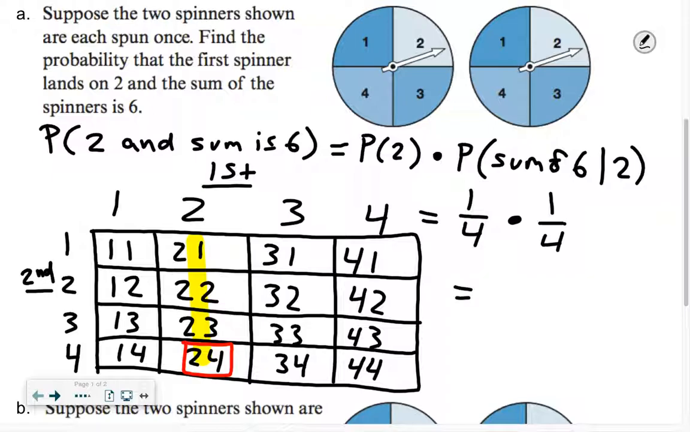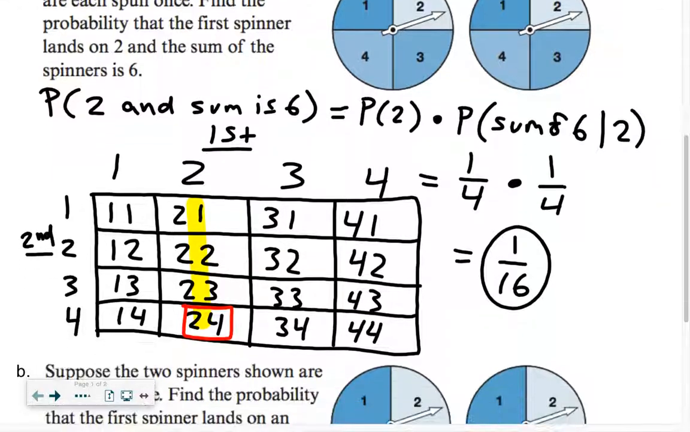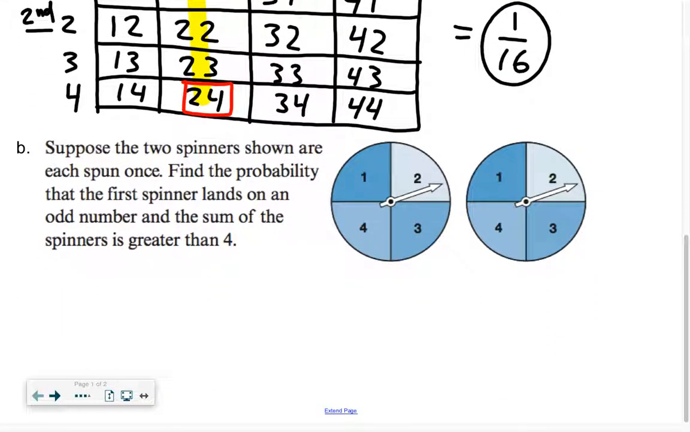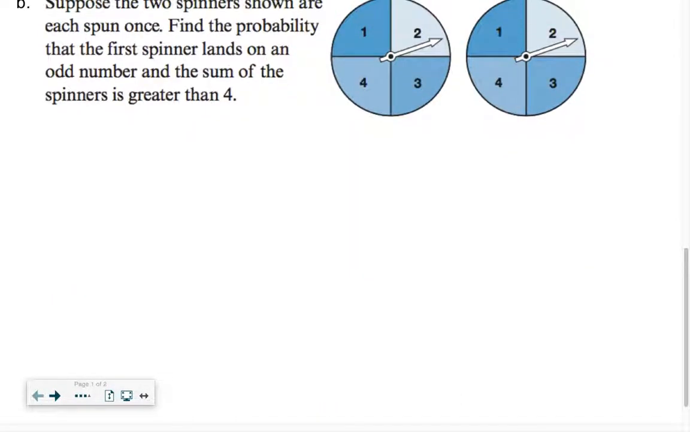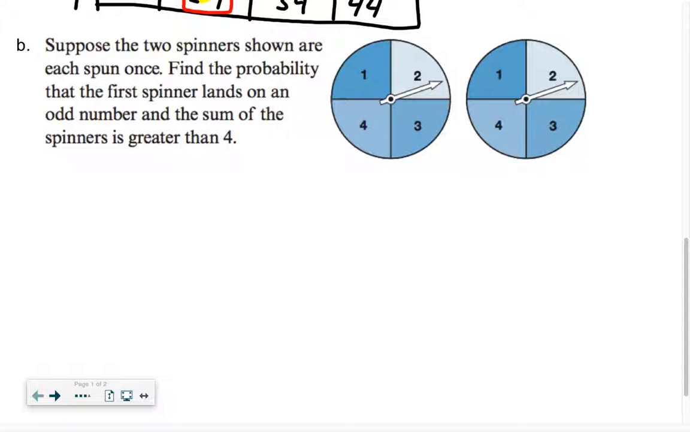Multiply them together. (1/16). Let's do one more very similar to it.